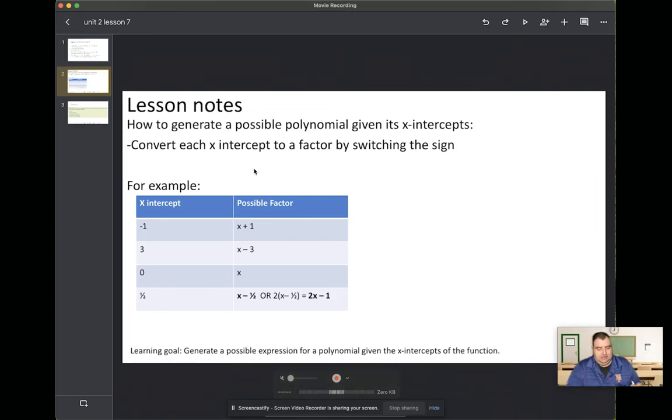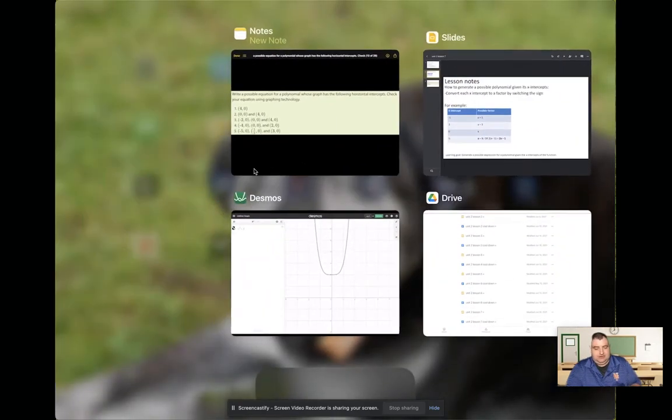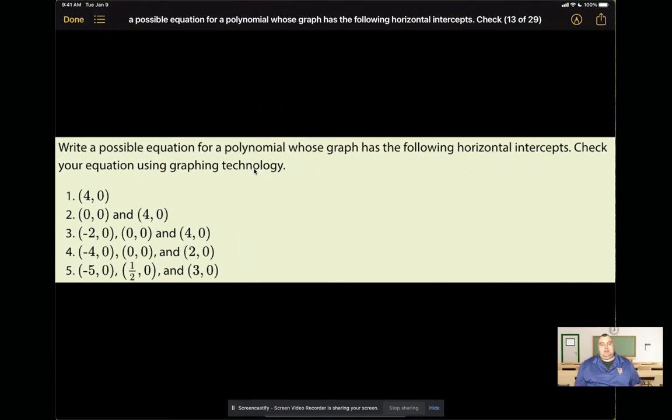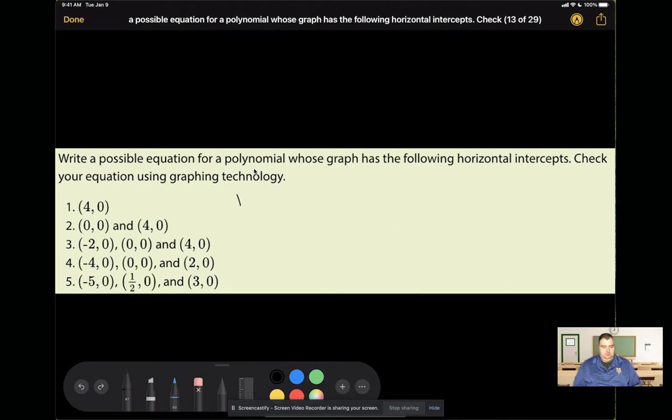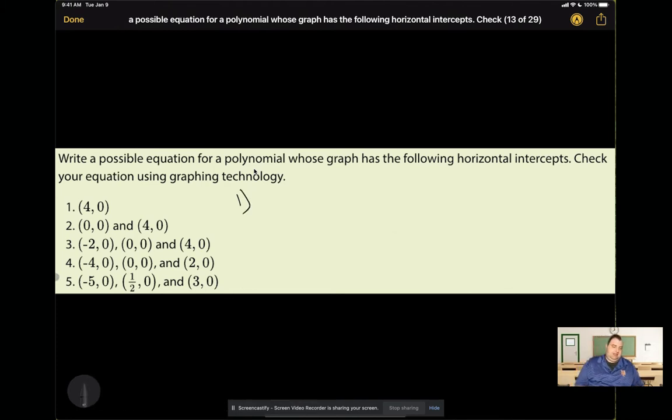With that in mind, let's go ahead and go to the examples now. Write a possible equation for a polynomial whose graph has the following horizontal or x-intercepts. Check your equation using technology. So, number 1, I have an x-intercept of 4. Because there's only one x-intercept, I'm only going to have one factor. So if my x-intercept is 4, my factor is going to be x minus 4, and that is my polynomial.